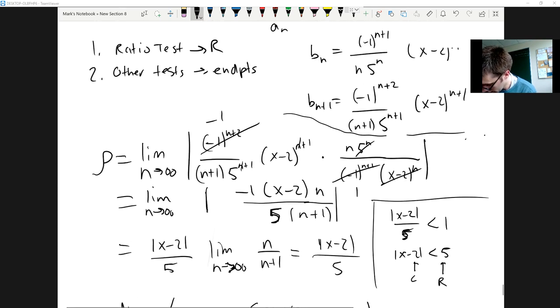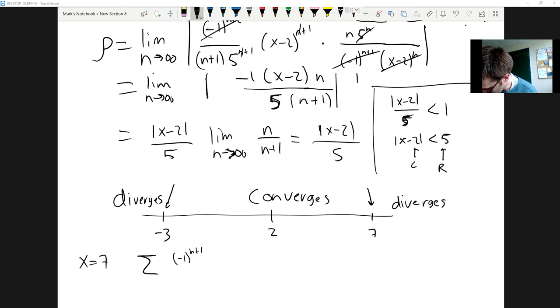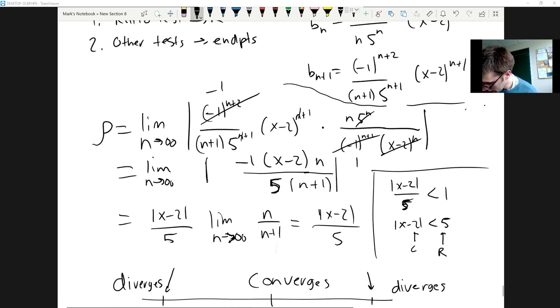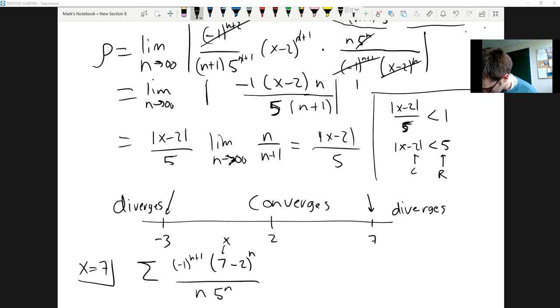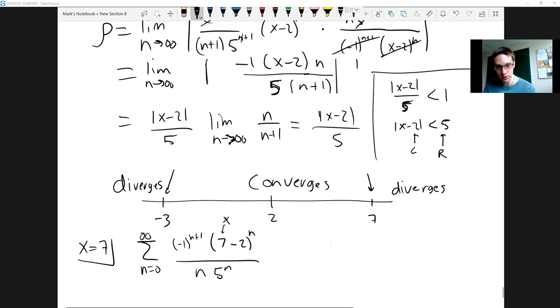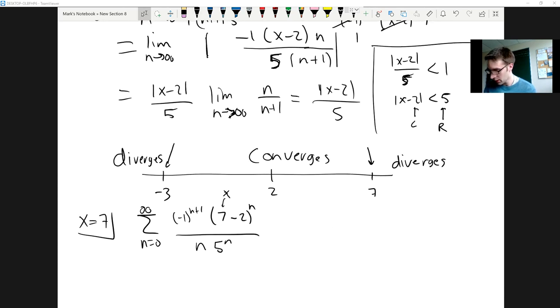Negative 1 to the n plus 1 times 7 minus 2 to the n. So that's plugging in our x, over n times 5 to the n. And we can simplify that just a little because notice that that 7 minus 2 to the n is just 5 to the n. And so those will cancel out. And so we have negative 1 to the n plus 1 all over n.